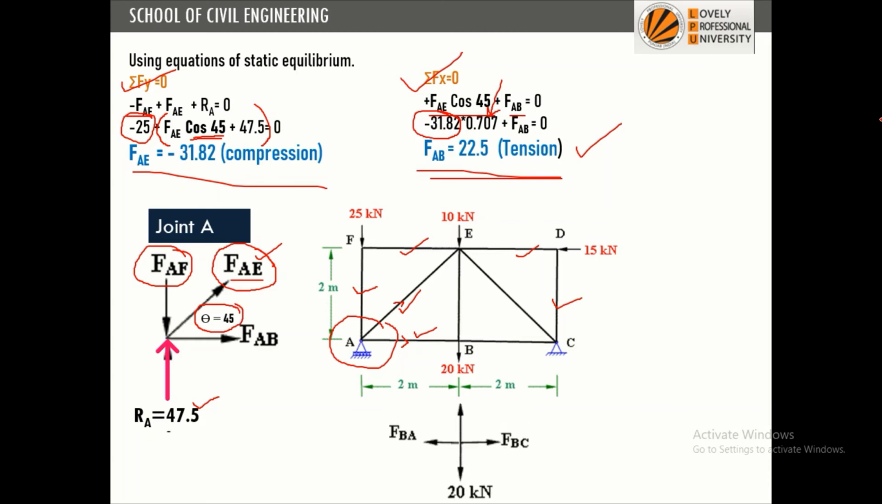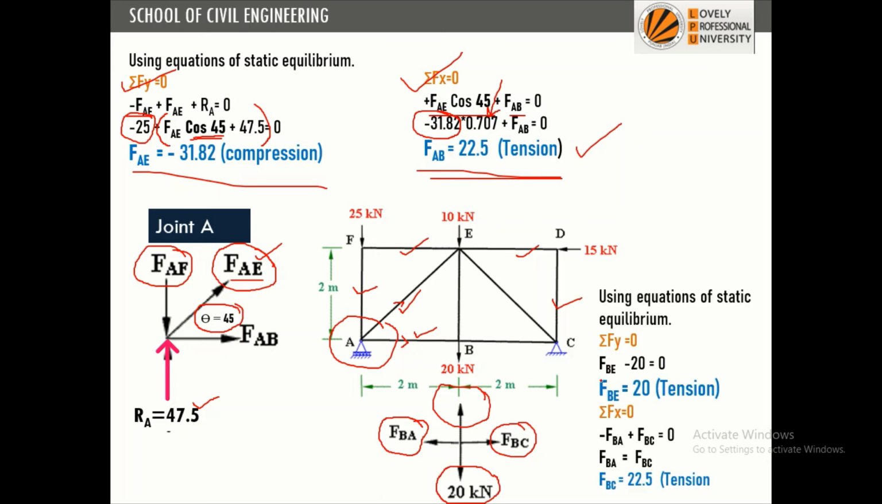Now we'll come to joint B. In B there are four forces and they are forming a plus sign. So this is going to be very easy. When we do sigma Fx, FBA is equal to FBC, and when we do sigma Fy, this force will be equal and opposite to FBE. When we do sigma Fy, FBE minus 20 is equal to 0. That means FBE is equal to plus 20.